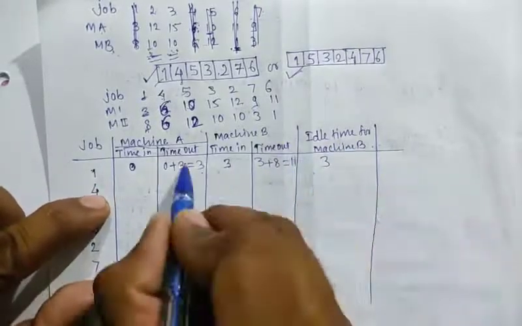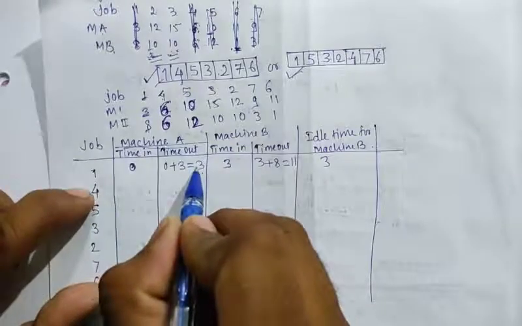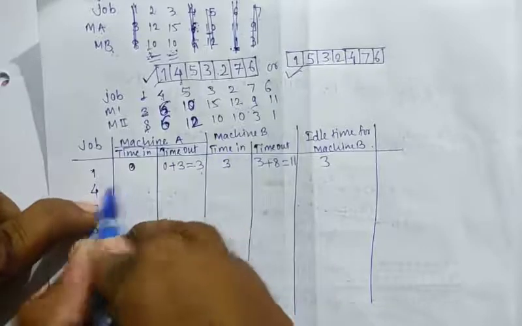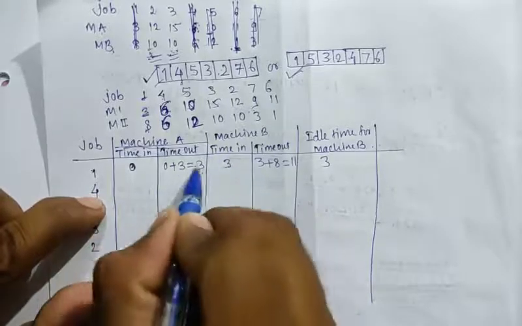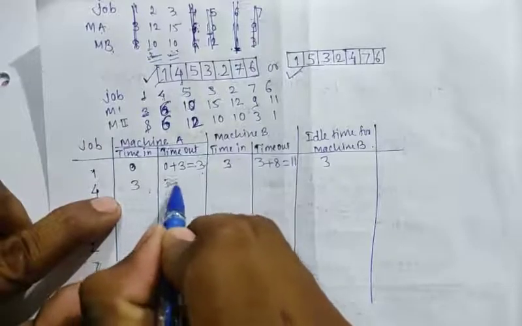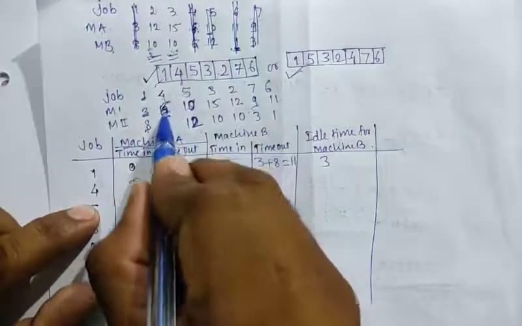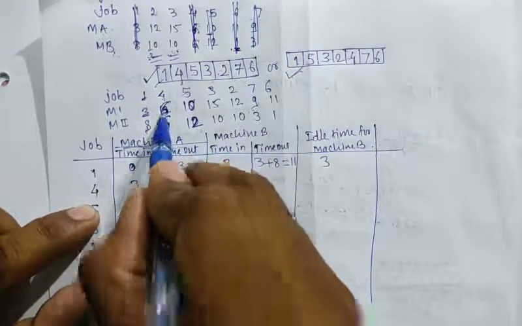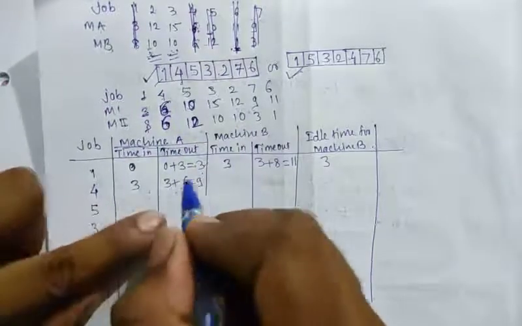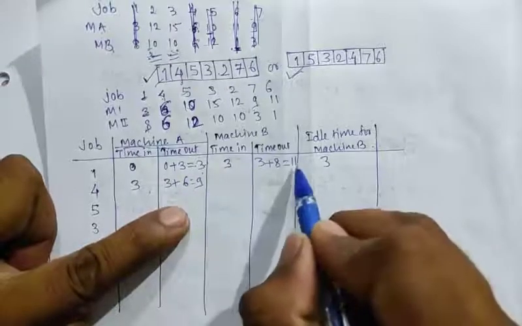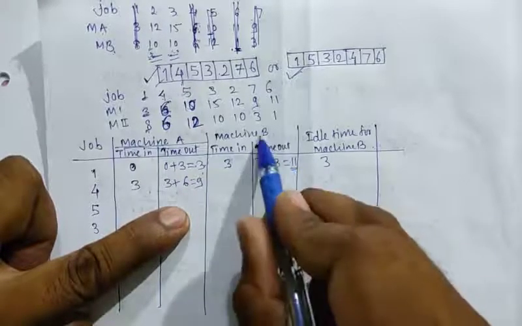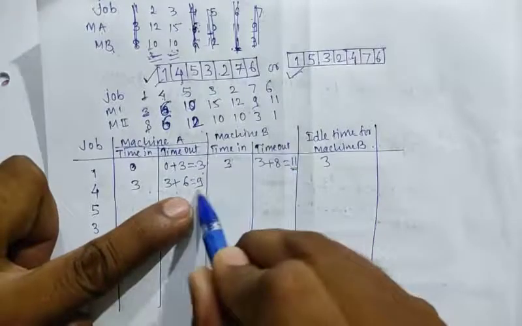Now the time out of the first machine is the time in of the second machine, right? So here this is 3 hours. So we get 3. Now 3 plus, for the fourth job, machine M1 having 6 hours, 3 plus 6, which is equal to 9.